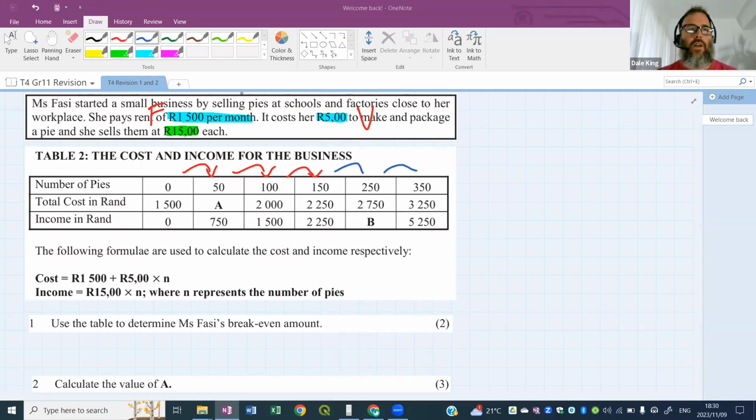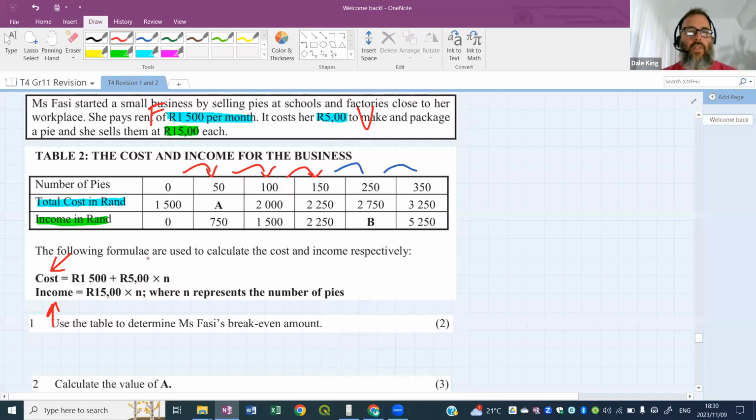Okay. All right. So there's a table for total costs. I'm going to highlight that in blue like we did in the text. And then the green is the income. The following formulae are used to calculate the cost and the income respectively. Now, these formulae or equations that we see here, one for cost and one for income, you should be able to build these yourself. That is often a question in an exam, to build these equations.